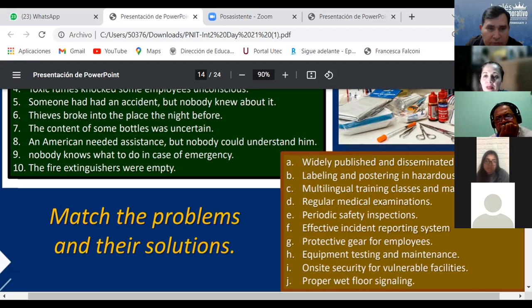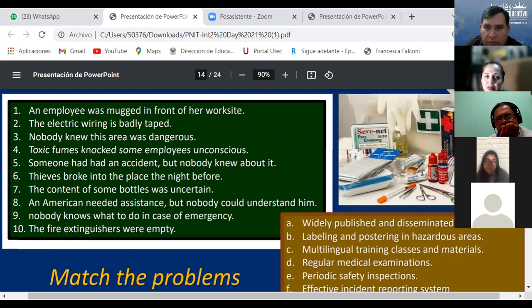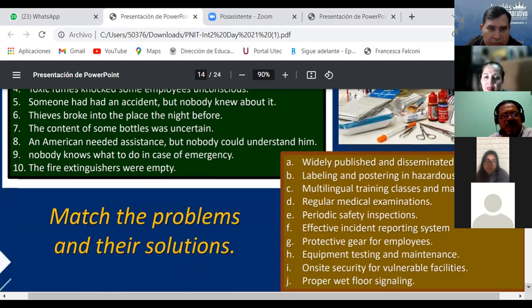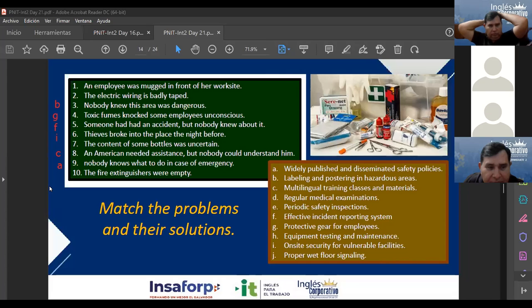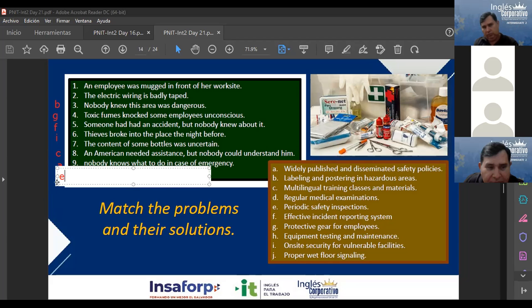Okay. So, the number two. Number three, on site security. Letter E. The fire extinguishers were empty. The periodic safety inspection. I think it is. We're missing number one, two, and seven. Yes.